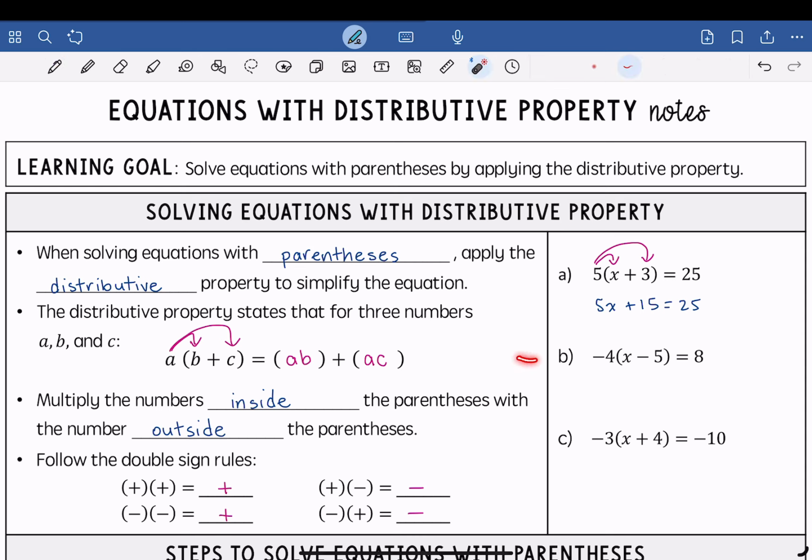Example B, negative 4 times x, and then negative 4 times negative 5. So negative 4 times x is negative 4x. Negative 4 times negative 5 is positive 20, is equal to 8. For example C, so negative 3 times x and negative 3 times positive 4. That is negative 3x minus, because a negative and a positive makes a negative, minus 12 is equal to negative 10. And just rewrite the rest of the equation.